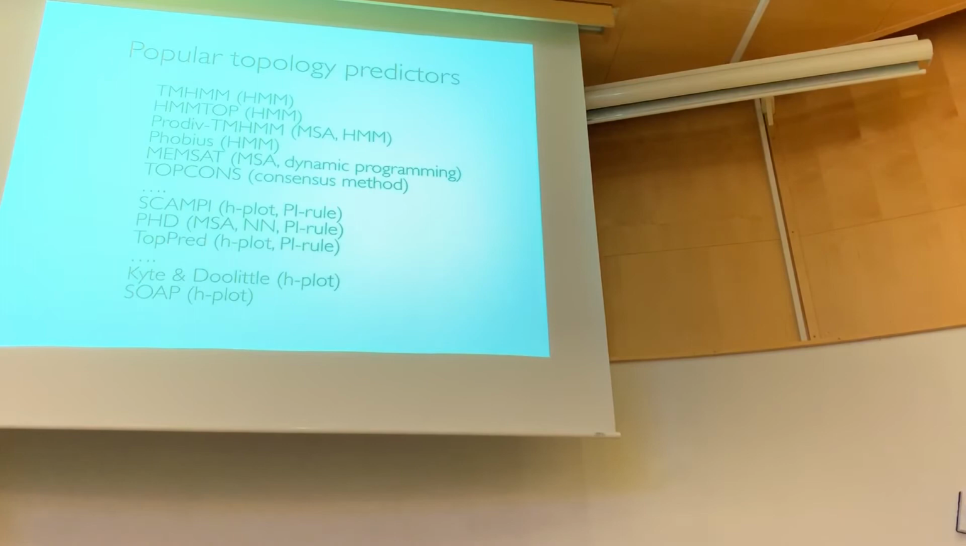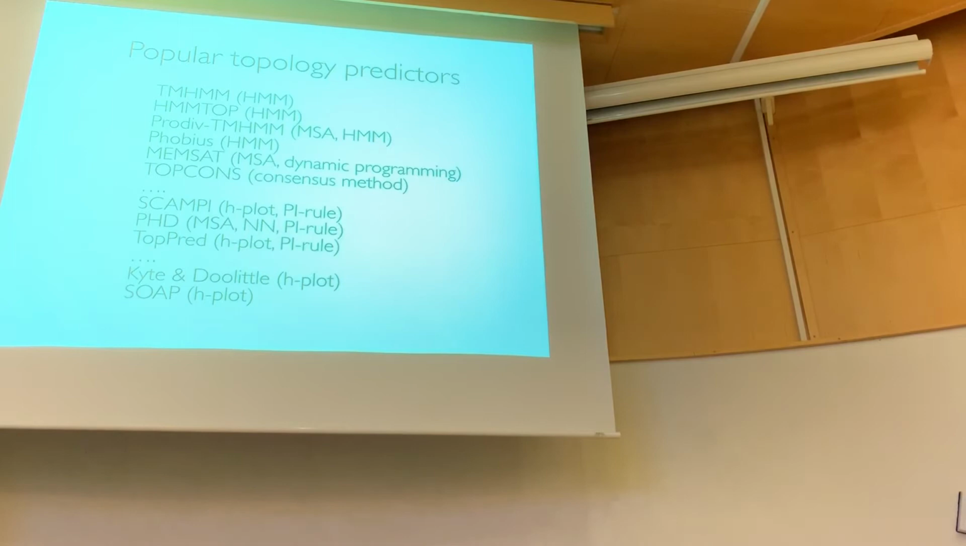Then I'll talk about this one, Topred, which was the first one to include the positive inside rule. And that was actually quite a big leap in topology prediction performance. And then there were a few more with multiple sequence alignments and neural networks. But all of these medium old predictors had both the hydrophobicity and the positive inside rule.